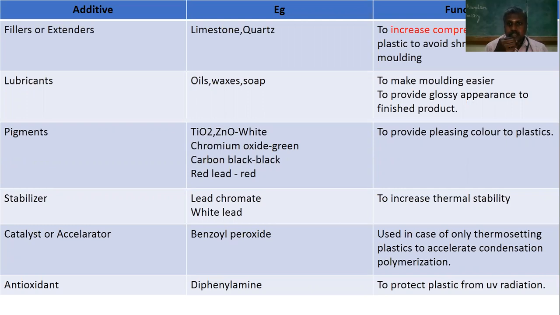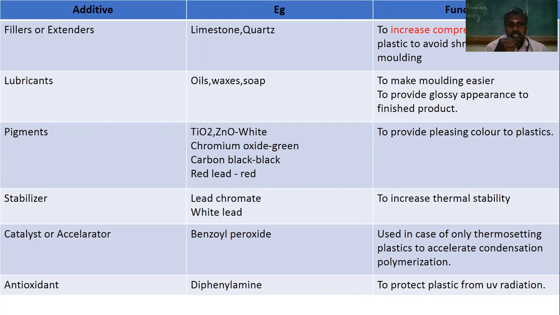And then pigments. These are the materials which provide a good aesthetic look, that is, the color of the plastics. To provide color to the plastics. So what are the examples for pigments? TiO2 and zinc oxide give white color, chromium oxide gives green color, carbon black gives black color, and red lead gives red color.